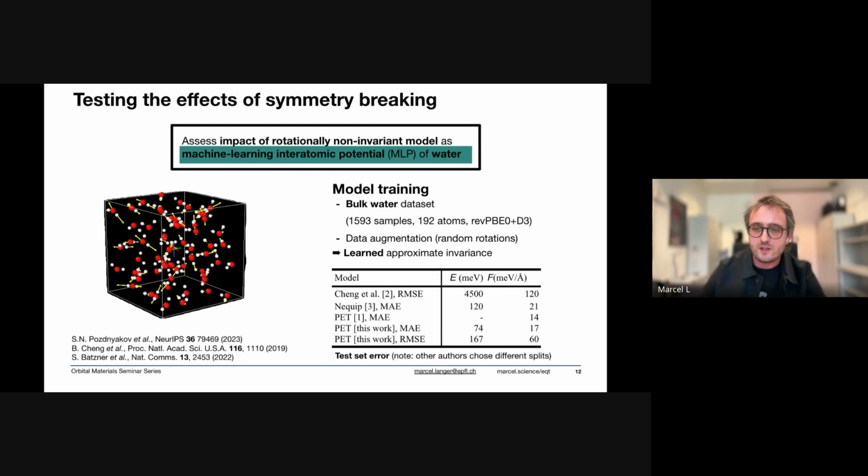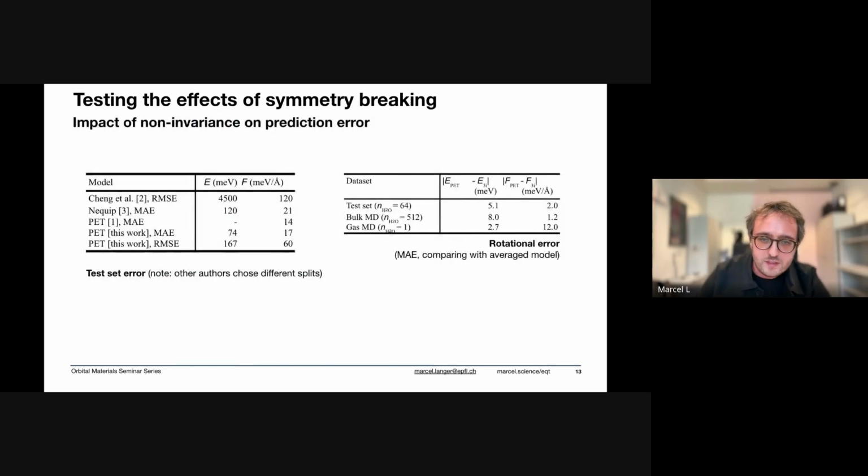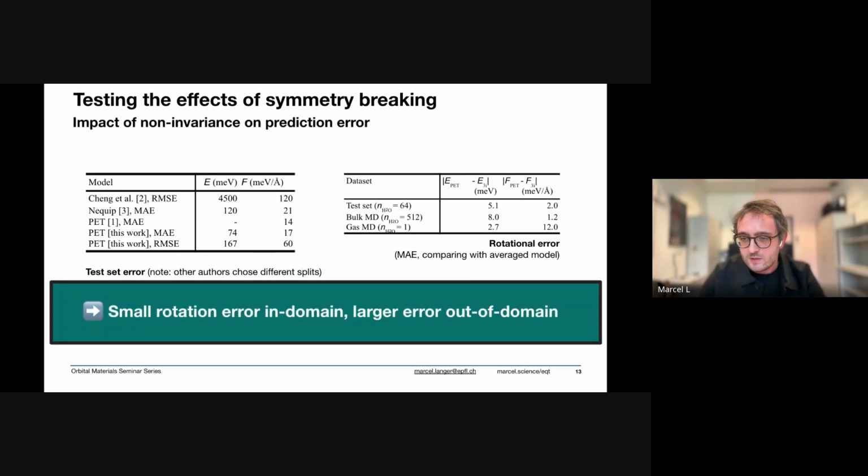data set. Now that we have a model, the next thing we can do is look at how much of the error is actually due to non-invariance. So we just compare the predictions of the model with its own averaged version, and you see that in domain, so on the test set or even on some other bulk data, this rotational error is rather low when compared to the overall errors of the model. However, what is somewhat interesting to note is that on the gas phase, so out of domain and extrapolation, the rotational error is actually quite significant. So this is interesting to keep in mind.